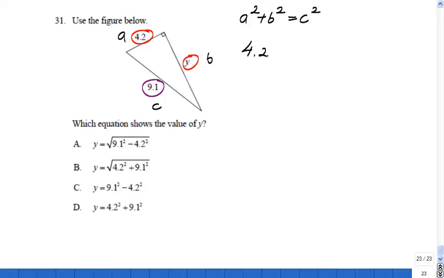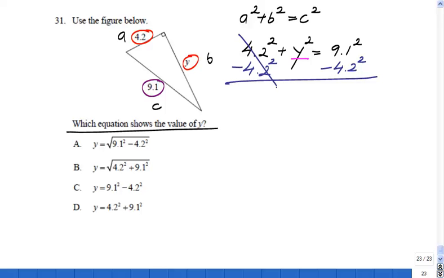I have 4.2 squared plus, in this case, y squared. We don't know it, we have to find it, right? Because that's the question: which equation shows the value of y? Equals c squared, which is 9.1 squared. I'm going to solve for y, so everything that is not y should move away from the left side. I will subtract 4.2 squared from both sides.